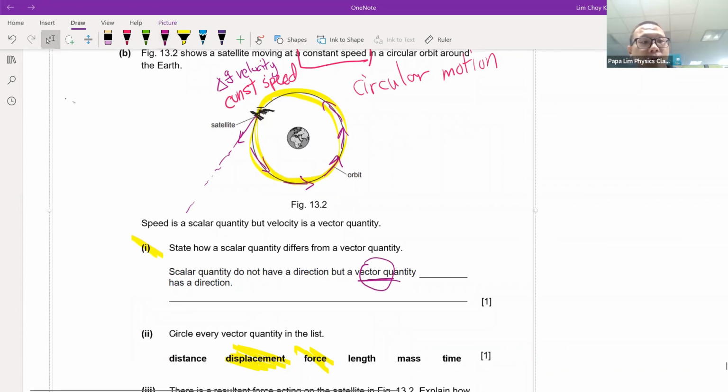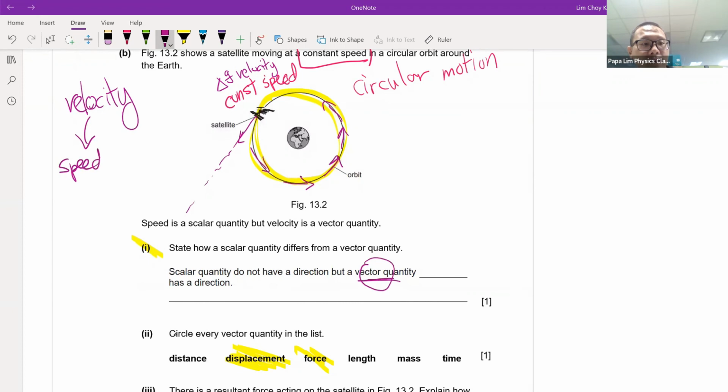The difference between velocity and speed: velocity actually includes speed plus a direction. So my speed can remain the same, the same magnitude, but if my direction keeps changing, my velocity will keep changing. Velocity is a vector, it has magnitude and direction.